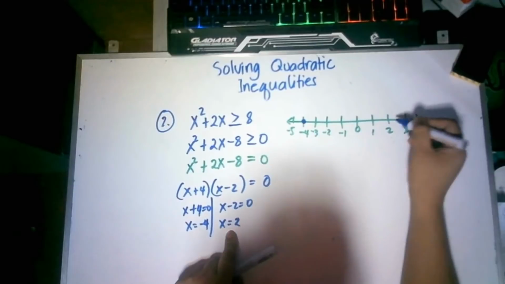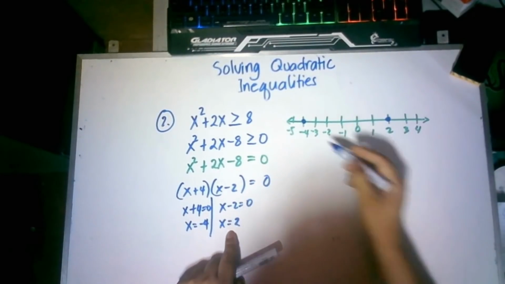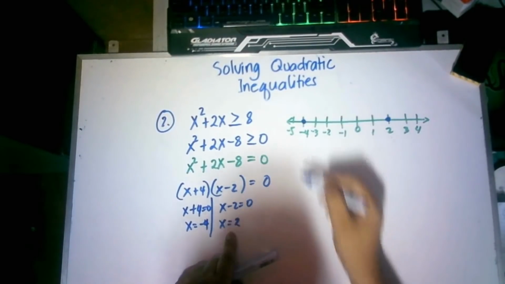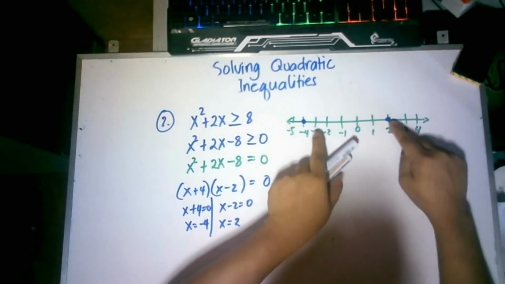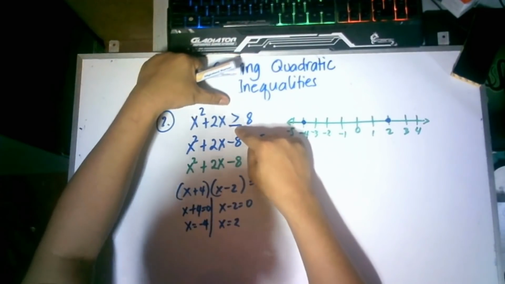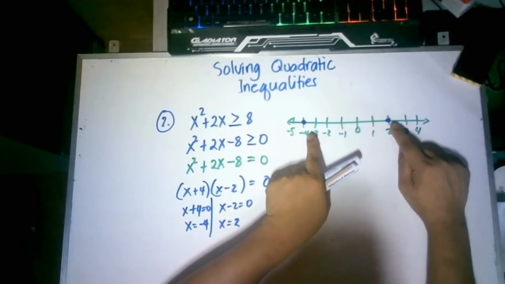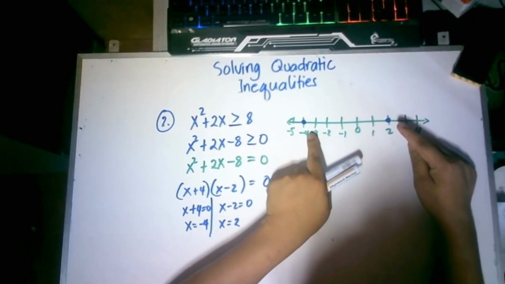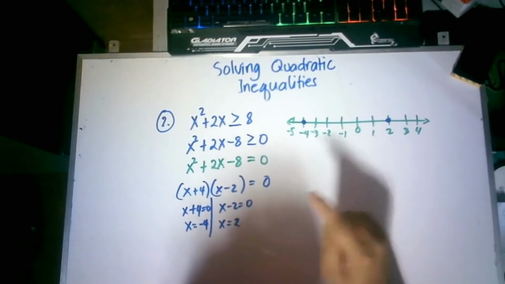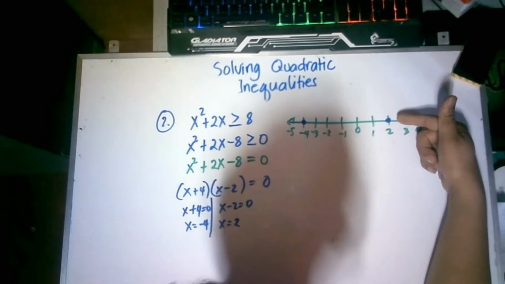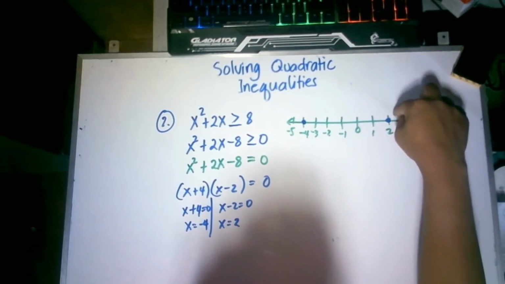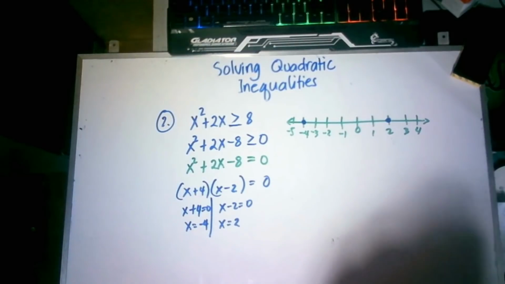or positive 2. Now, a question: why did I use a closed dot, or closed circle, there? I used a closed circle in plotting the points because it is greater than or equal to 8. In the previous problem I used an open circle. This time I used a closed circle because of this. Whenever it is greater than or equal to, the circle on the number line must be closed, fully filled, with no blank in the middle of the circle.